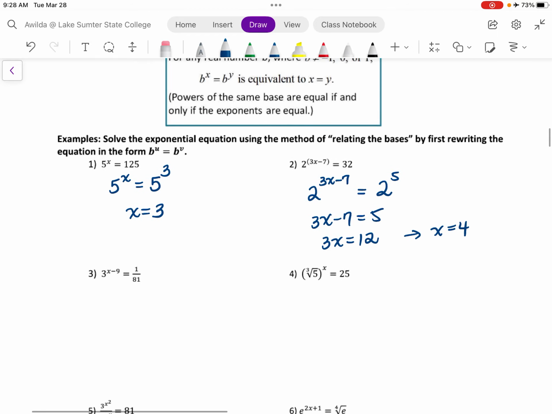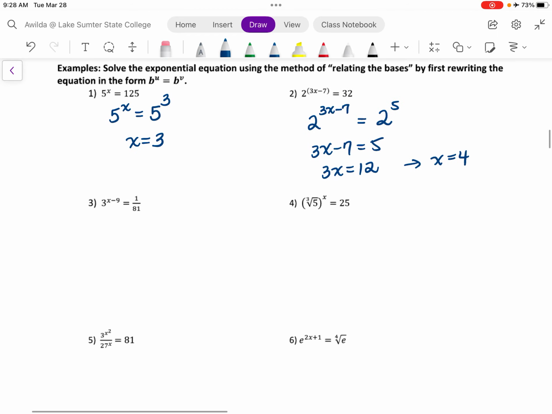In the next example, I have 3 to the x minus 9 power is equal to 1 over 81. I'm going to write 1 over 81 as a power of 3. So we have 3 to the x minus 9 power is equal to, well, 3 times 3 times 3 times 3, or in other words, 3 to the 4th power is 81. So 1 over 81 would be 3 to the negative 4 power. Now that I have two powers that are equal with bases that are equal, I can set the exponents to be equal to each other, which gives me that x must equal 5.